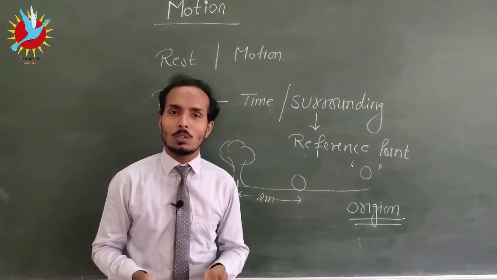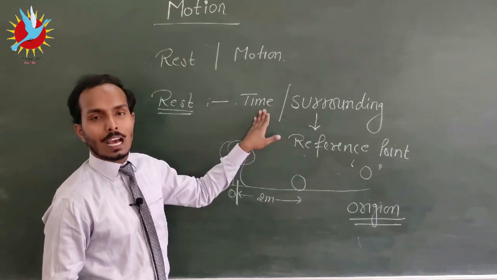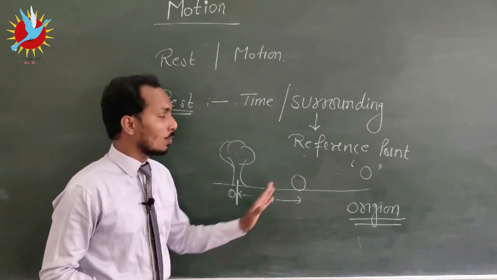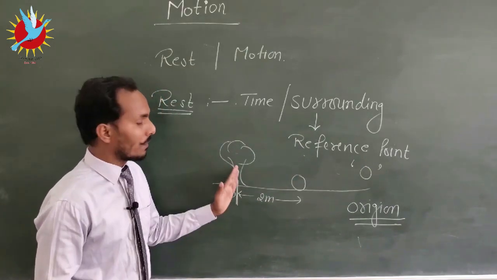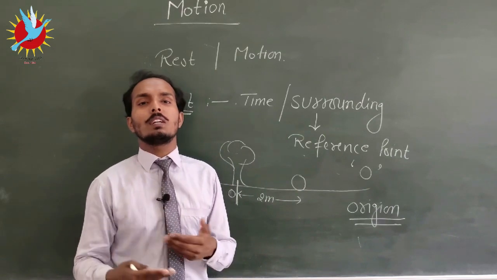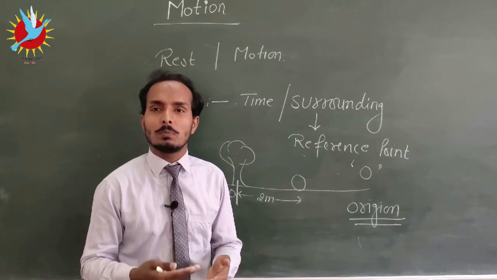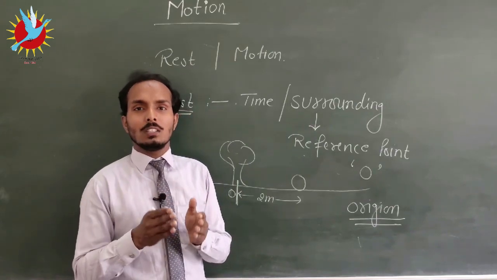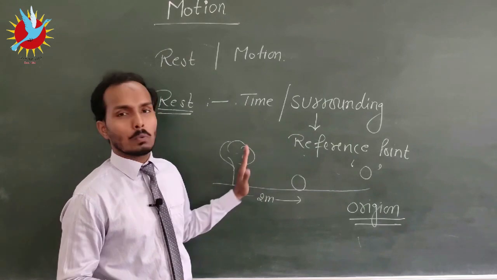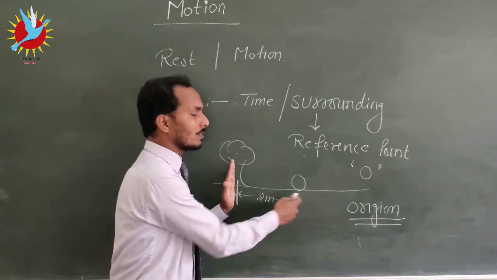So, define the term rest: an object is said to be at rest when it does not change its position with respect to time or surrounding, or with respect to time or reference point. What is the meaning of reference point? It is a position or location from which we observe the position of the object, the speed, distance, displacement, and so on. So this is known as the reference point.